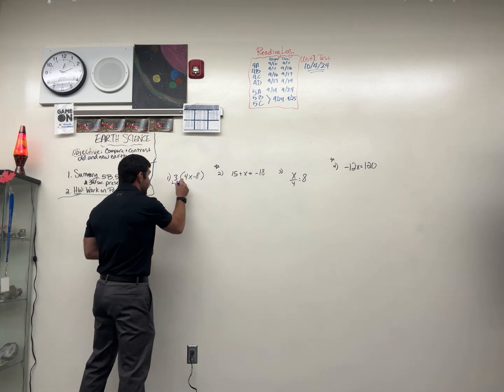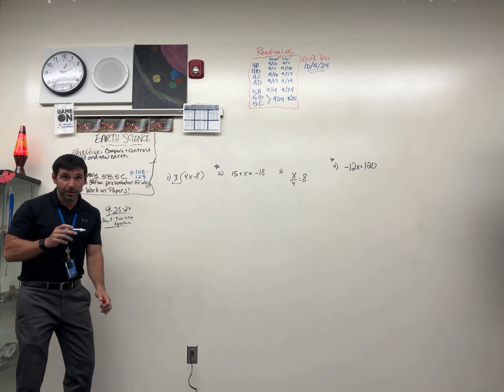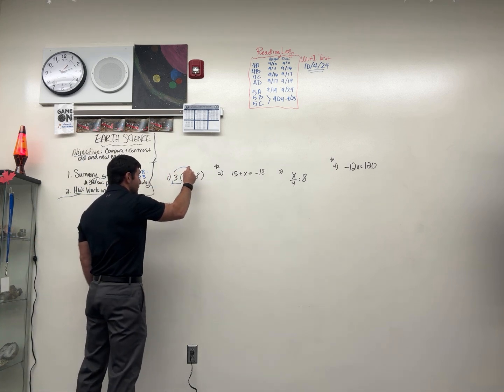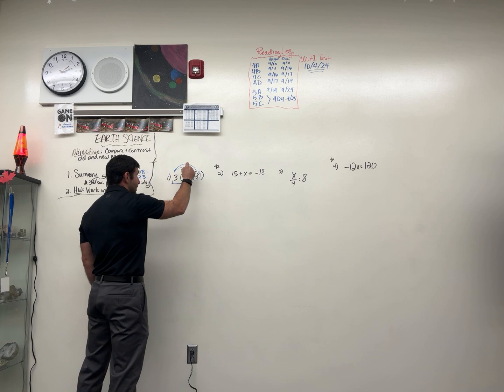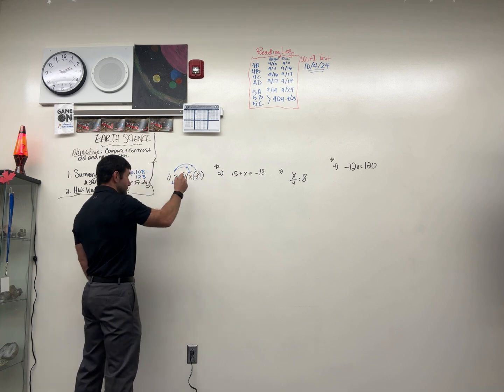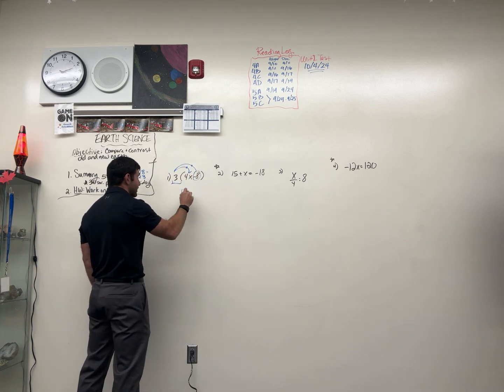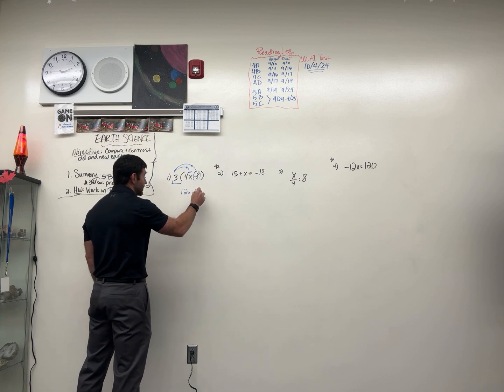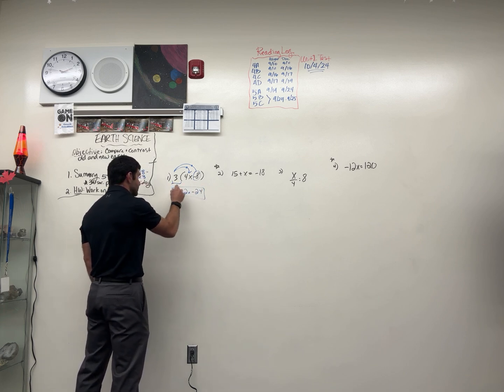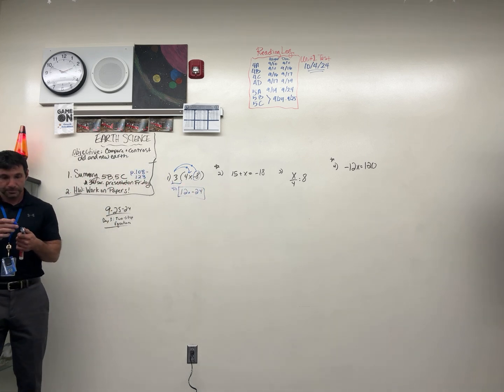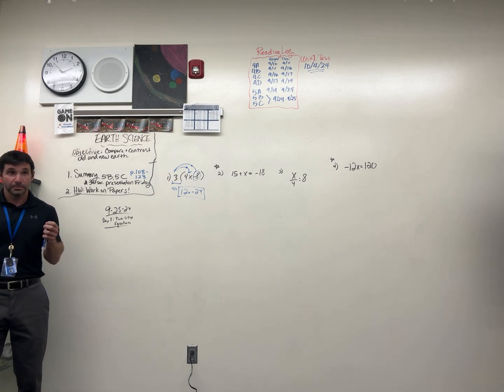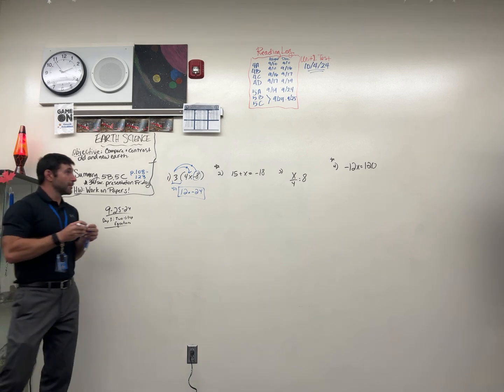But you need to know how to distribute. The number directly in front of the parenthesis gets multiplied to everything inside of the parenthesis. 3 multiplied by 4x is 12x. 3 multiplied by negative 8 is negative 24. Questions there? Got that one? Yes? No? Okay.